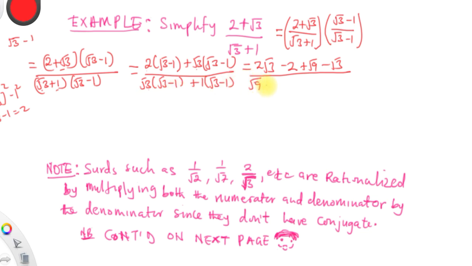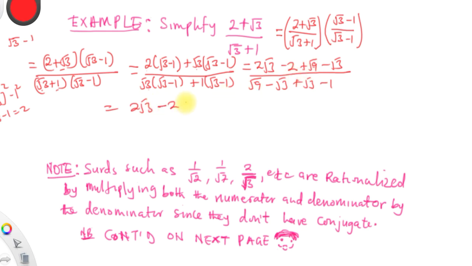And then minus what? Square root of what? 3. And then you get plus square root of 3 and then what? Minus what? 1. Have you seen? Yeah, guys. So this is equal to what? 2 root 3. You get 2 root 3 minus 2.